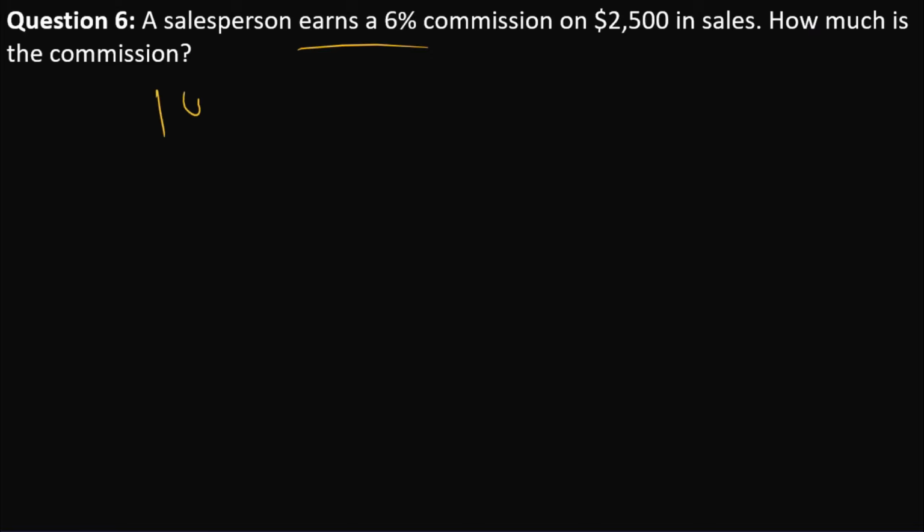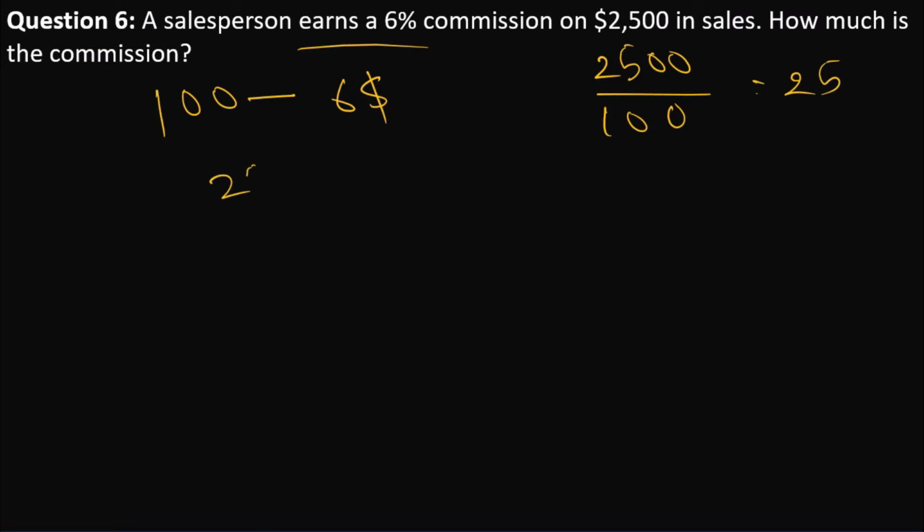6% commission means if you consider $100 in sales, he will get $6. So here $2,500 in sales, divided by 100, is 25. So 25 times 6 equals $150. So how much is the commission? It's $150. If he can sell $2,500, he will get $150.